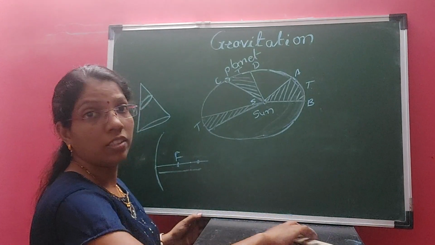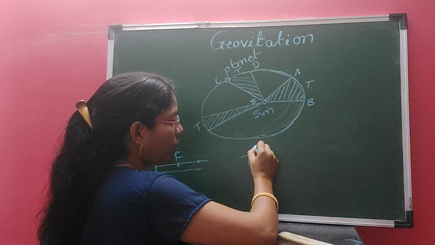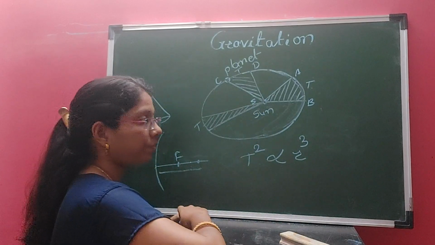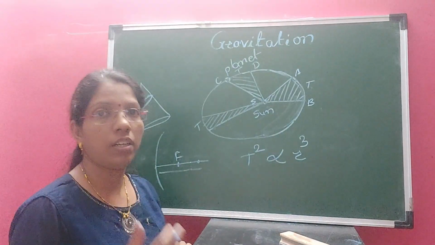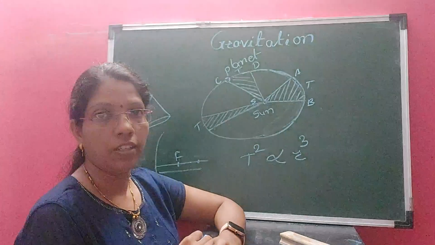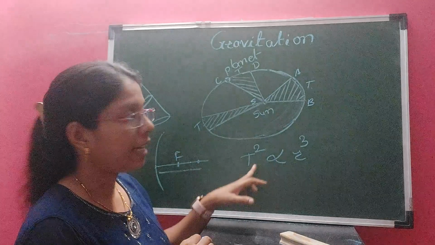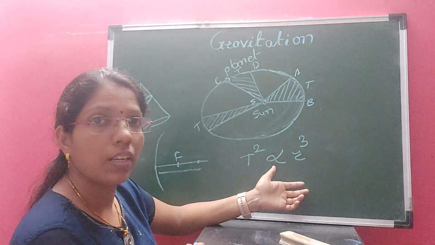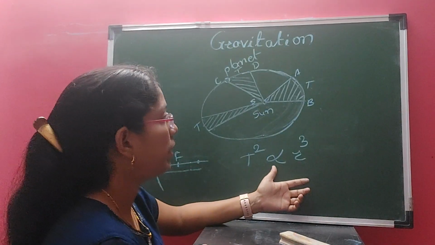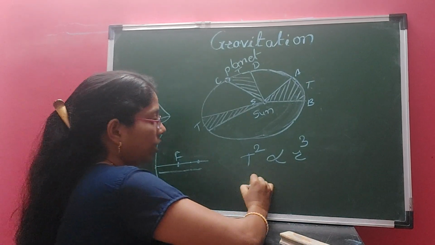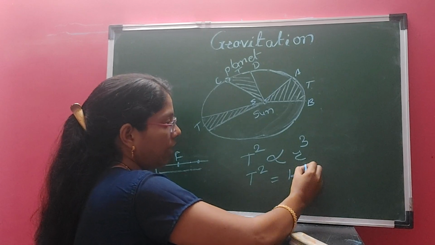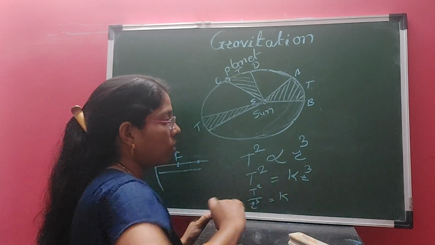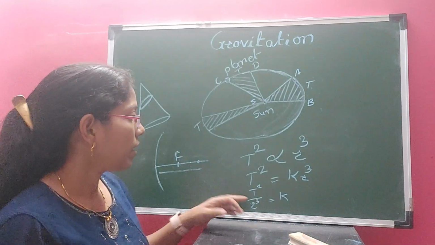Again, Kepler's third law states that the square of the period of revolution of a planet is directly proportional to the cube of the mean distance between the planet and the sun. The period of revolution is the time required to cover one complete revolution. So the square of the period of revolution is directly proportional to the cube of the mean distance from the sun. To remove the proportionality sign, we can write T squared equals a constant times r cubed. K is a constant, therefore T squared by r cubed equals K. This is Kepler's third law.